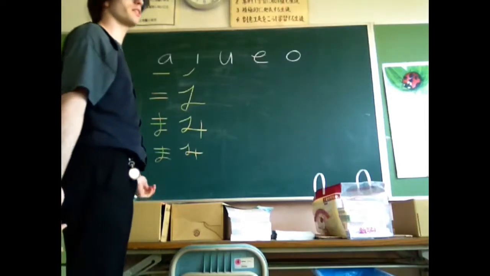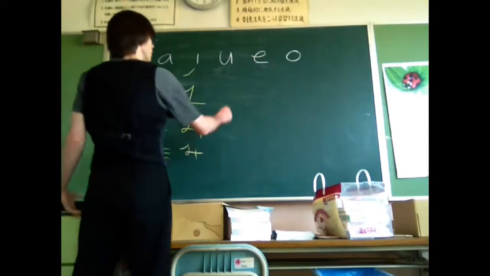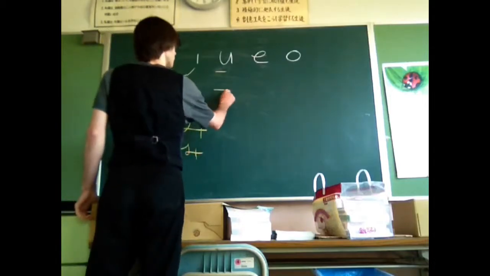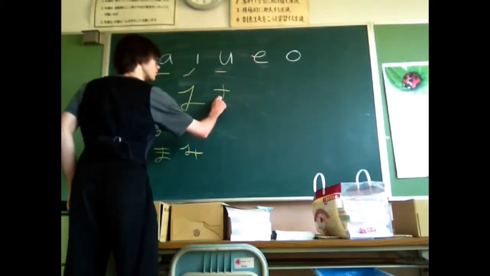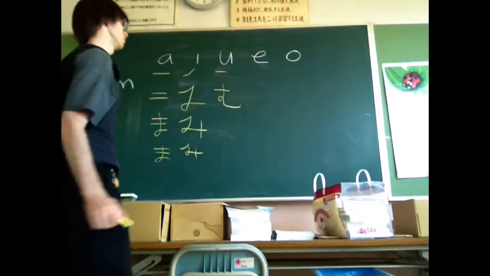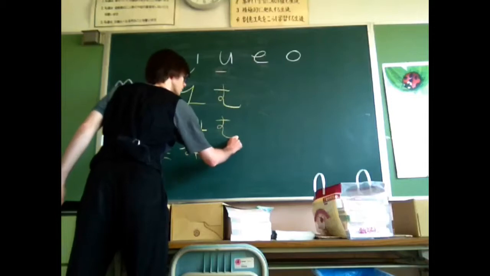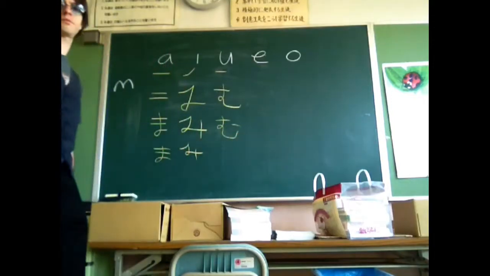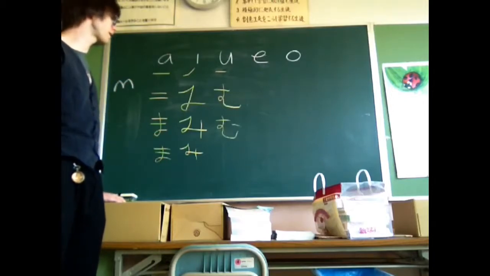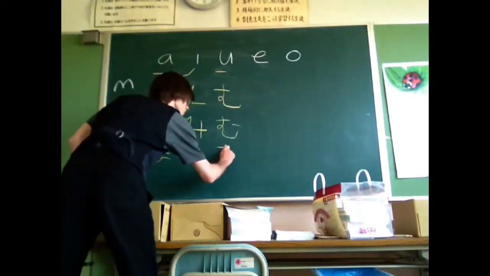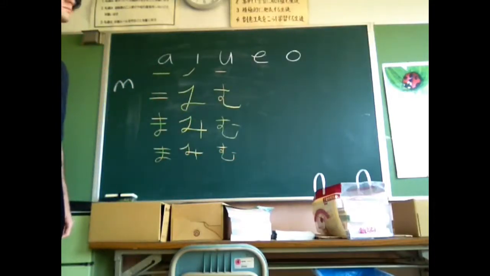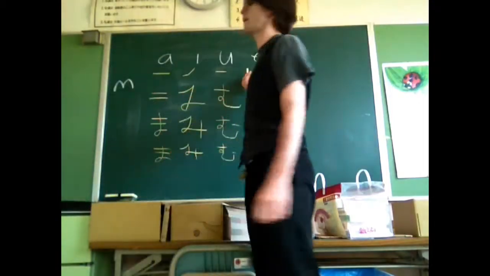Mu is probably the one that takes the longest to write of all of these. First, one like that. Second, you're going to take this one and make a spiral that curves around and up. Finally, just a little dash. Kind of looks like someone who's chewing gum and has a black eye or something, I don't know. Anyway, mu. Easy. Yeah.